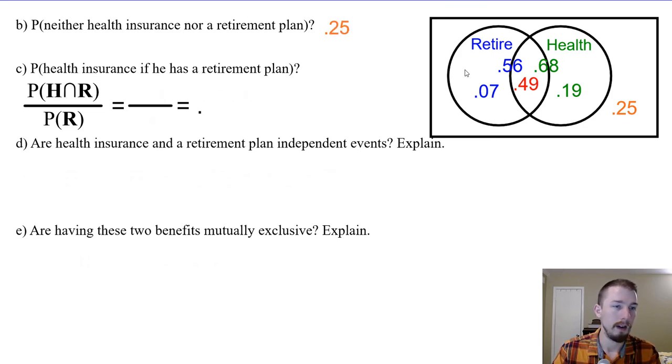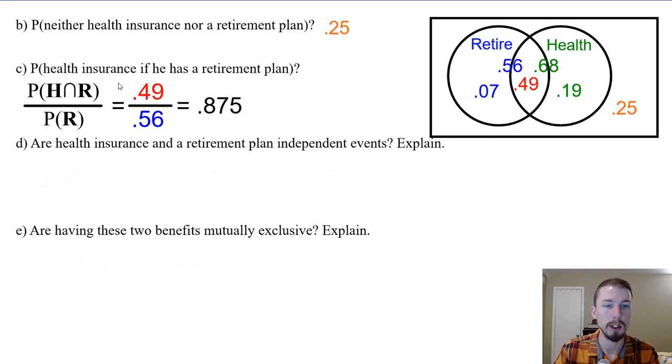What's the probability that they have health insurance if they have a retirement plan? Out of the people who have a retirement plan, which is the marginal distribution of 56%, what percent of those had health insurance as well? So it would be the 49%, which are both, out of the 56%, which will be really high, 0.875. Are health insurance and retirement plan independent events?